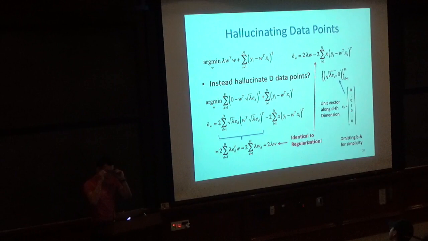And by the way, hallucinating data points is actually a thing that people do in practice. Maybe not for linear regression, but certainly in many applications, people hallucinate data points to stabilize training. These days, they call it a different term: data augmentation. But it has the same roots and same motivations.